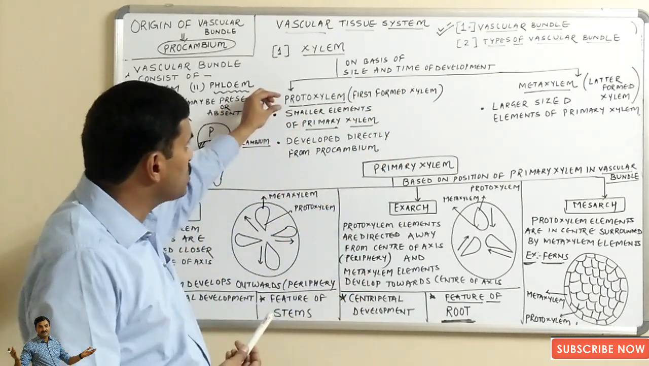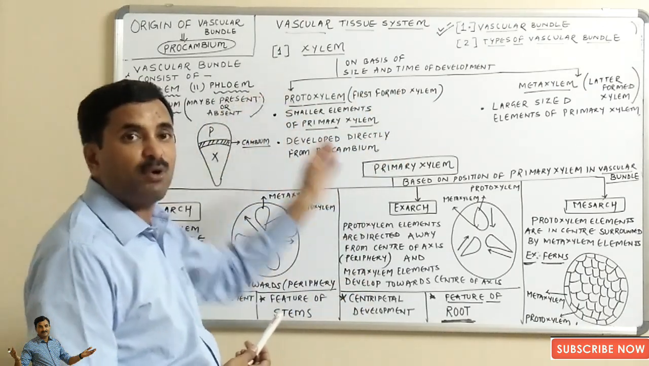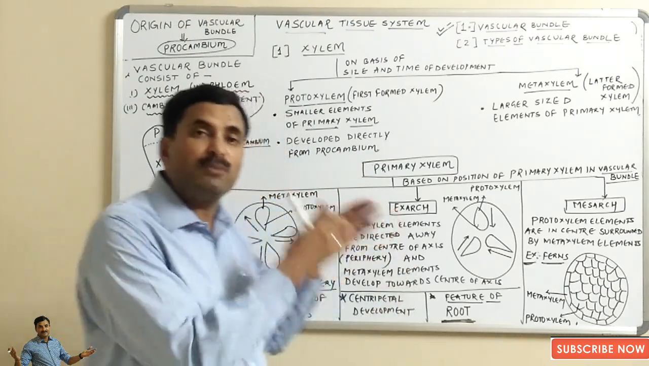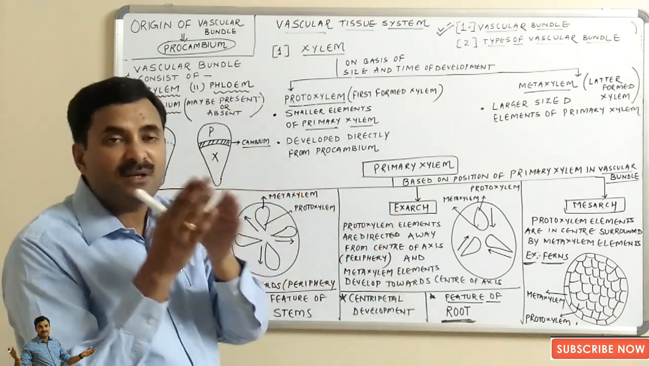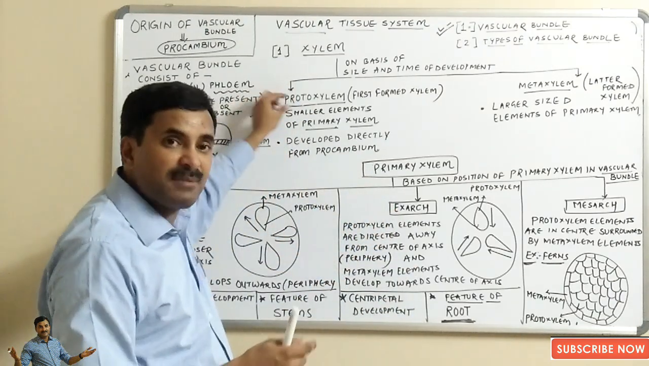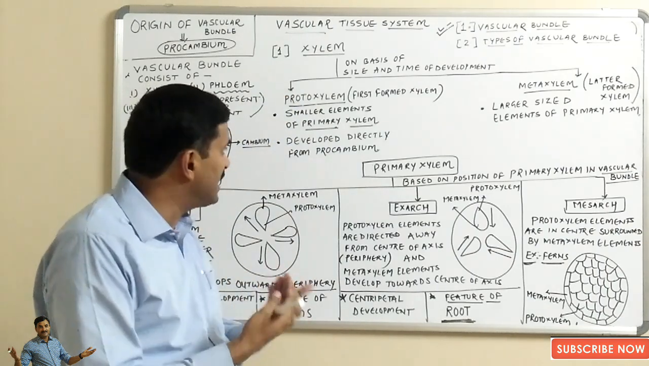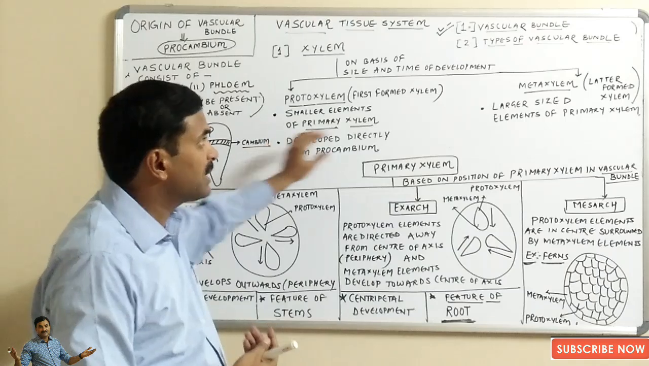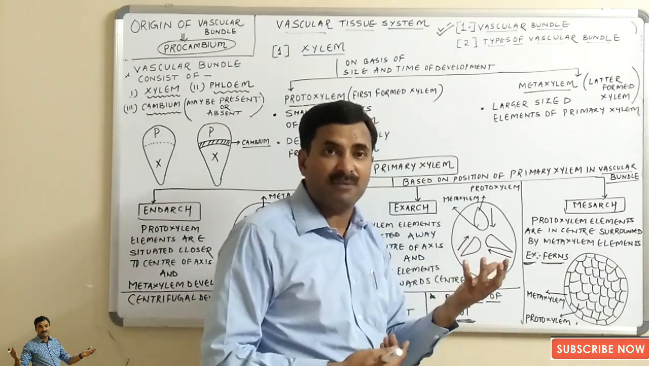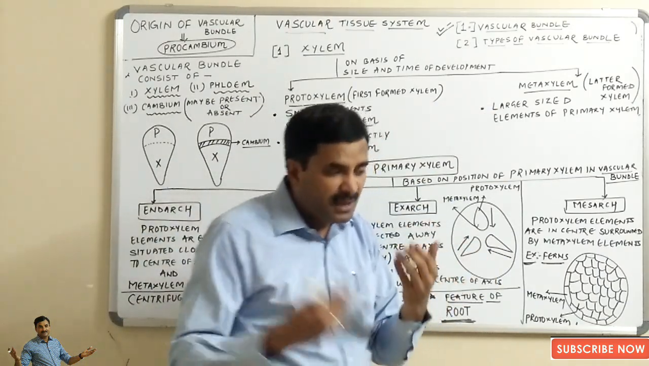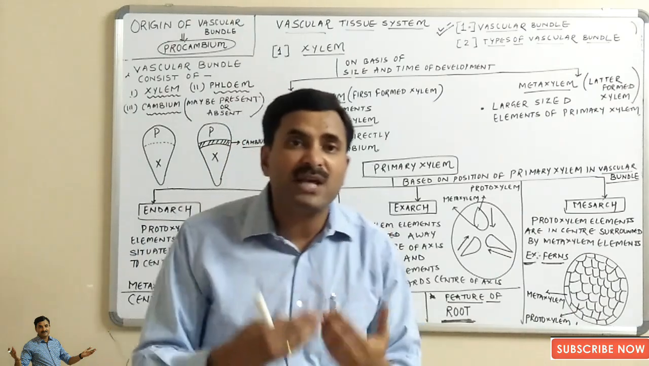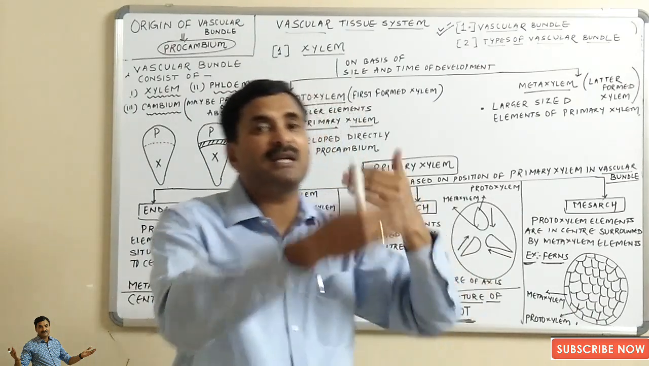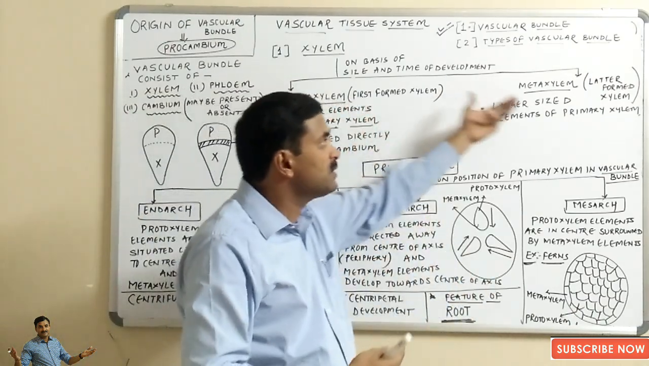So let's have a look at the meaning of proto and the meaning of meta. Proto means first and meta means later. So protoxylem is always the first formed xylem and it is directly formed from the procambium. But metaxylem is the later formed xylem. What do you mean by later formed xylem? Later formed xylem means this xylem is developed after the development of the protoxylem.